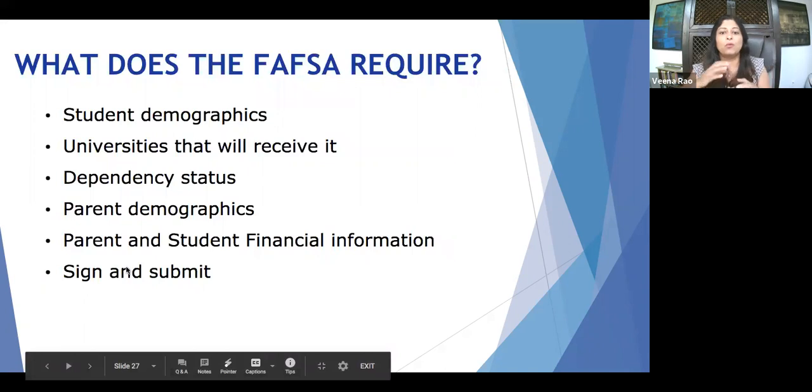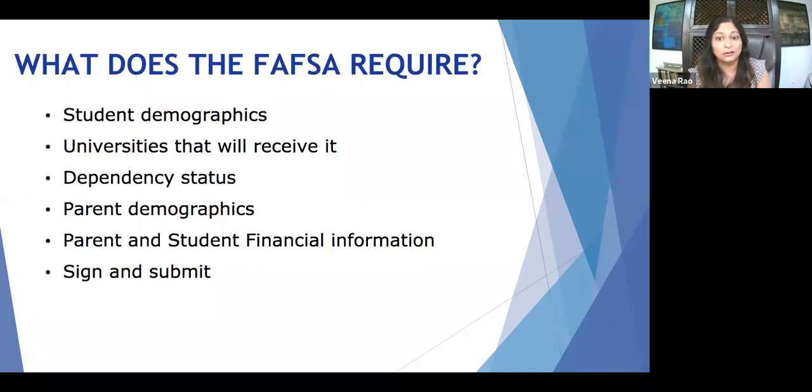So in terms of what the FAFSA takes into account, it's going to take a look at the student's demographic information. Obviously, you'll be listing the 10 universities that will receive the FAFSA application information. Students have the ability to go in and review their dependency status.